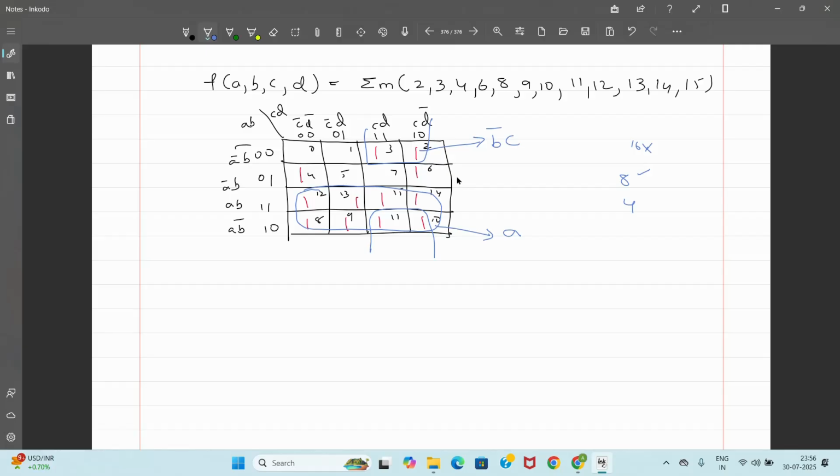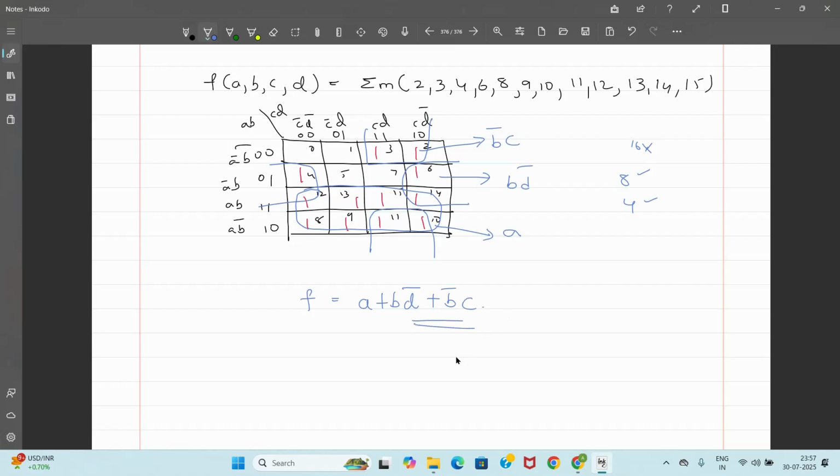You have two more ones to cover. You can group them as a pair in the corner, or you can also group them as a quad. And which is the best option? Always quad. Go for the higher number. Don't go for a pair when you have the choice of getting a quad. So the last one is going to be B and D bar. Okay. So you had the option to do an octet and two quads in this question. So your final answer is going to be A plus BD bar plus B bar C.